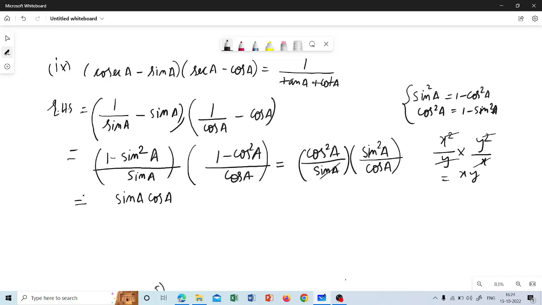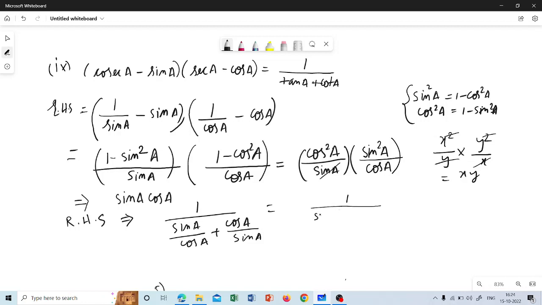So now I have simplified the LHS. Now we have not got the RHS, so I will try to simplify it. 1 by sin A by cos A plus cos A by sin A. If I take the LCM, sin square A plus cos square A by sin A cos A.